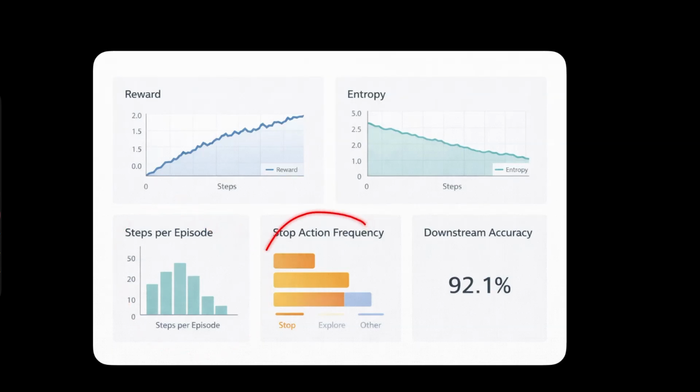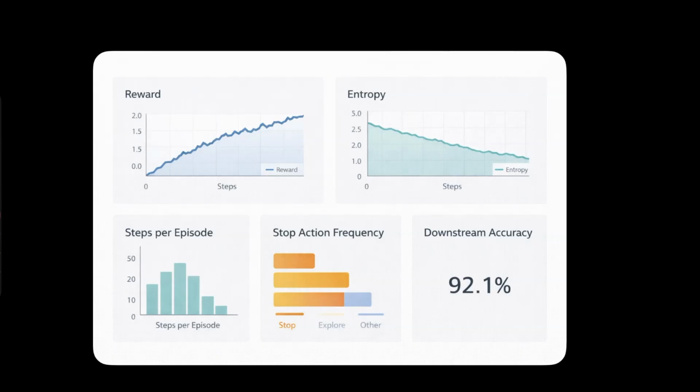There's also the stop action frequency. At some point you need to emit a stop. The stop action just means I'm done applying enhancement to the image. This is tied a bit to the steps per episode. In a healthy policy, it's going to learn to stop early whenever possible, so it's going to do as little enhancement as it needs. If it never stops, it's always over-processing. If it always stops, then it's under-processing.